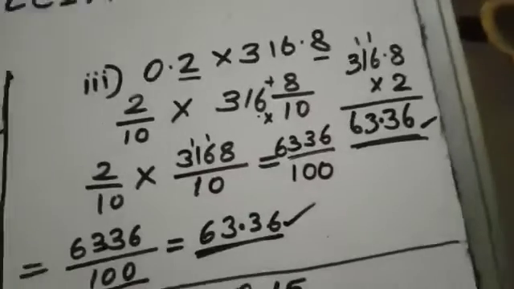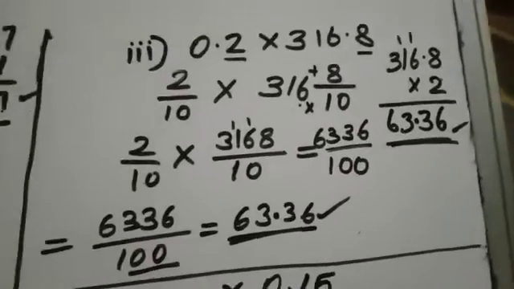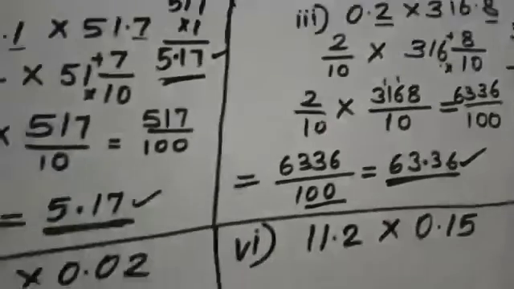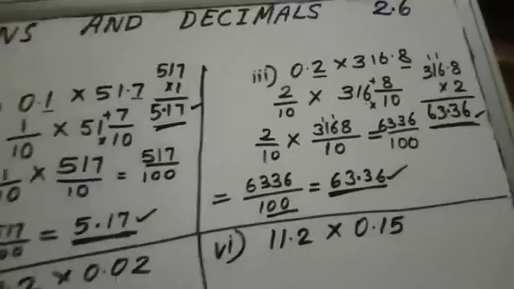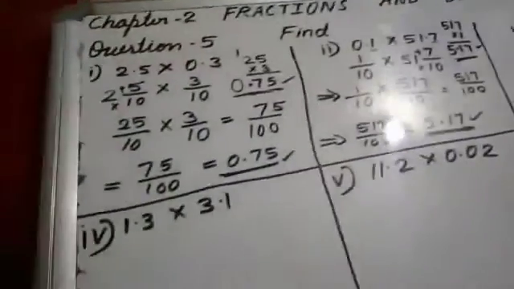Hope you understood. You can do direct multiplication. Now we have to convert into fraction. Then if you do multiplication, it is good for you. You can score the marks. Now let us go for the fourth question. We can convert into fraction.